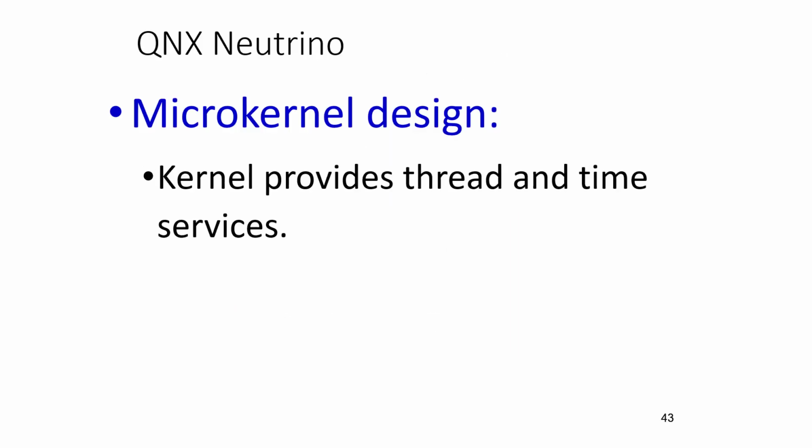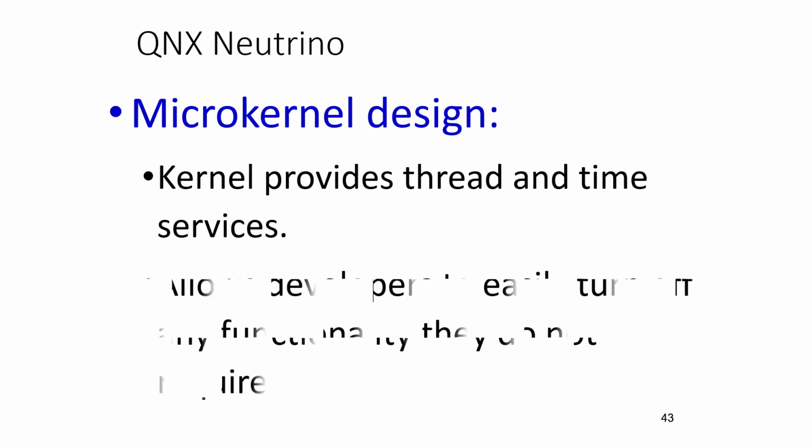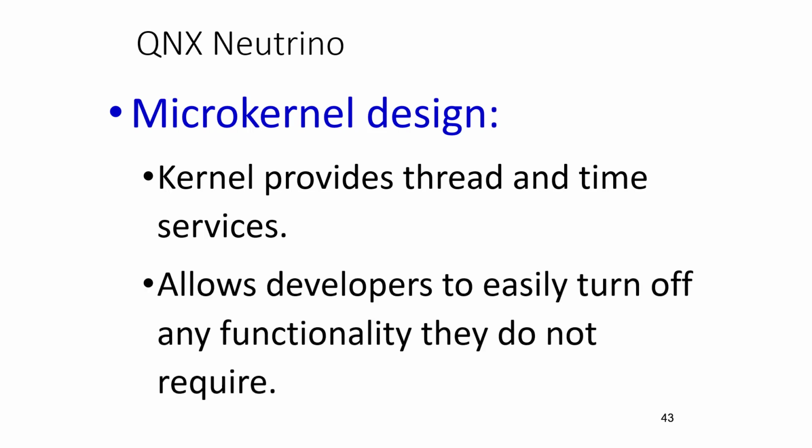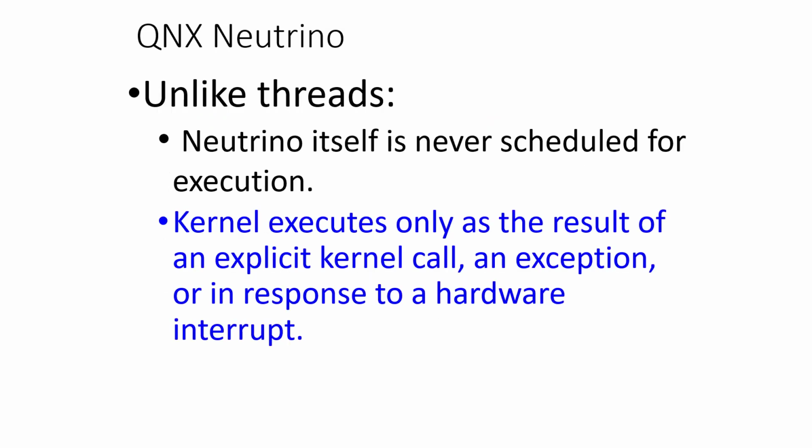So it has a microkernel based design where the kernel would provide the same usual thread related services, creation, deletion, communication, etc., and time related services. It's quite flexible in the sense developers can turn off any functionality that they do not require. And QNX Neutrino, so the kernel itself, so there is another fun part of this bus based design, which is quite different. So this kind of differentiates Neutrino from others, but it is pretty much in line with the robotic operating system, ROS as it is called.